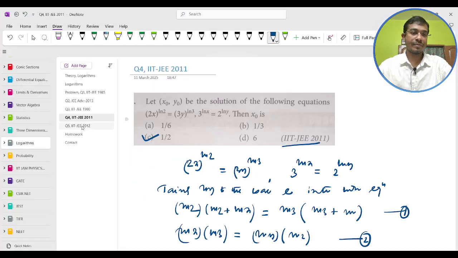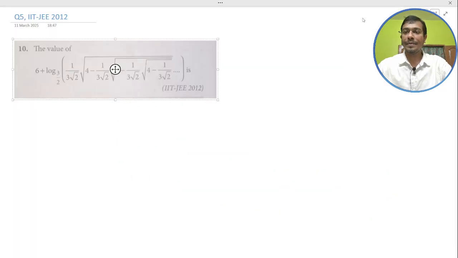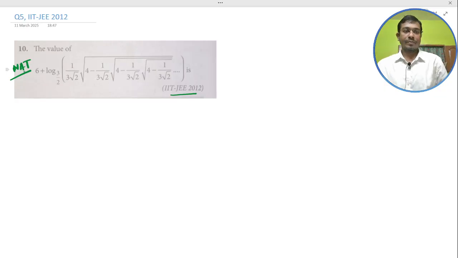Go ahead with our last question, that is question number 5, coming in IIT JEE 2012. NAT question, numerical answer type. The value of 6 plus log 3 by 2 to the base 1 by 3 root 2 square root of 4 minus 1 by 3 root 2 square root of 4 minus 1 by 3 root 2 dot dot dot to infinity is what?